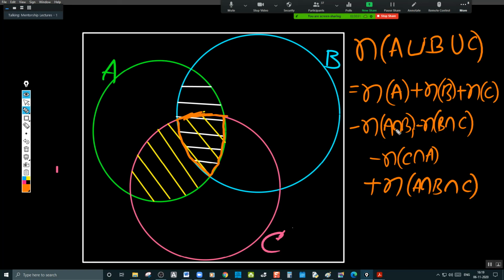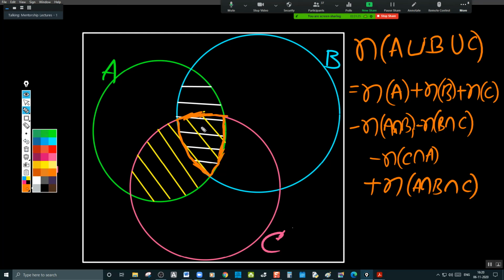I repeat this so you understand easily. n of A union B union C is n of A plus n of B plus n of C, and in n of A, n of B the intersection will be added twice, that is why subtracted. In n of B, n of C, intersection will be added twice, that is why subtracted. Even in n of C and n of A, intersection will be added twice, and hence that is subtracted. But when you are subtracting this, the common area what I have shown in the triangular region, not exactly the triangle, curvilinear triangle, I must say.